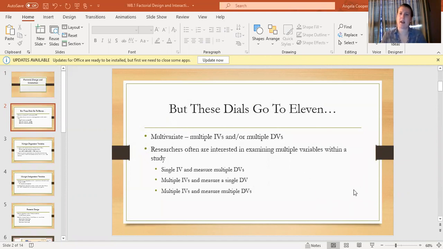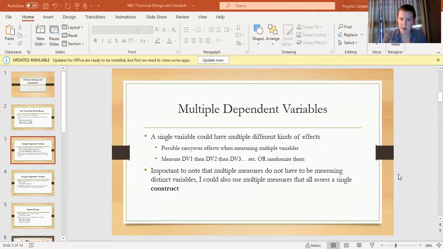What that means is that we have multiple independent variables and/or, it could be either or, multiple dependent variables. So this can be any combination of one independent variable and several dependent variables, multiple independents and a single dependent, or multiple independent variables and multiple dependent variables. Multivariate just means that you have more than one for either the independent or dependent variable.